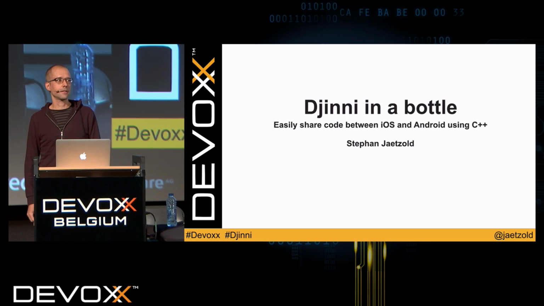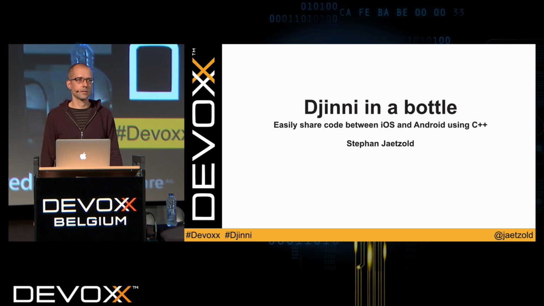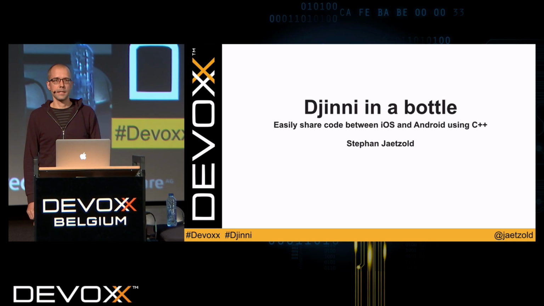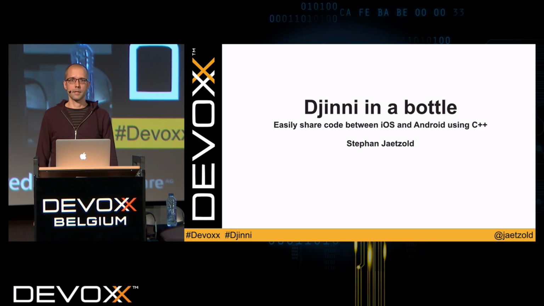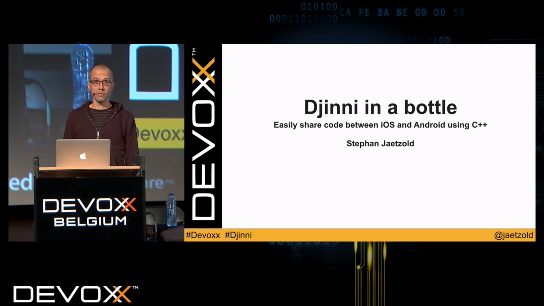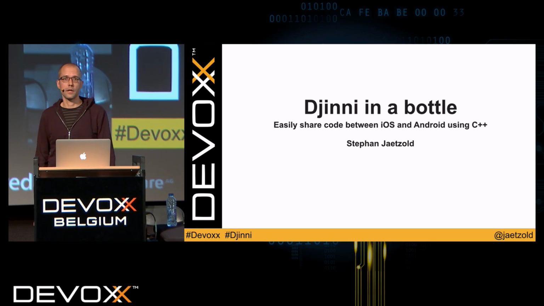My name is Stephan Jaetzold and I'm a freelancer making iOS apps, but I also have a long history of doing Java work, so naturally I'm interested in ways of making the two work together. Recently I worked at Dropbox and there I came across an interesting and powerful technology with a tool called Djinni. And in this session I'll show you how to use Djinni to easily share C++ code between iOS and Android.